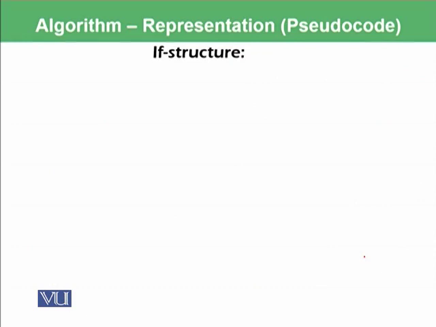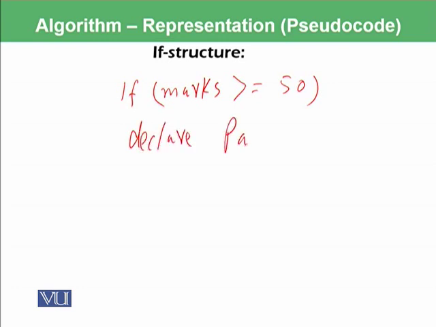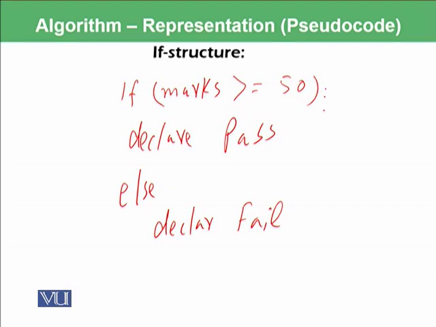Similarly, there is another construct known as the if structure in programming languages. If you want to represent anything using if, you can say: if marks are greater than or equal to 50, declare pass, else declare fail. And whenever we use if in Python, we will use a colon at the end of the statement.